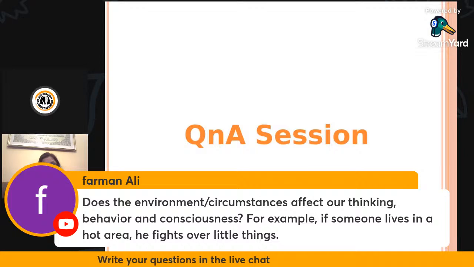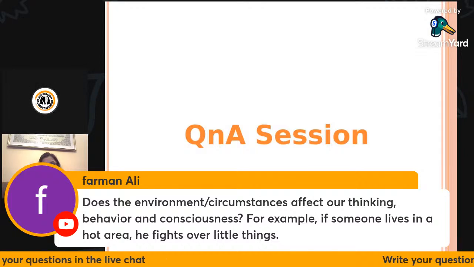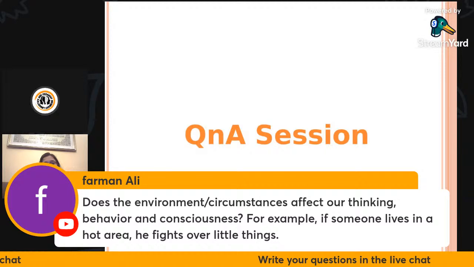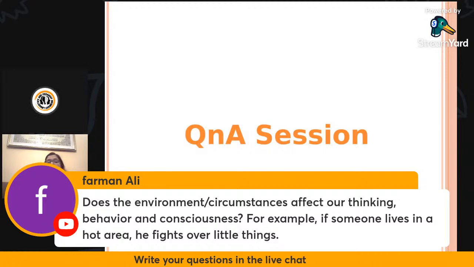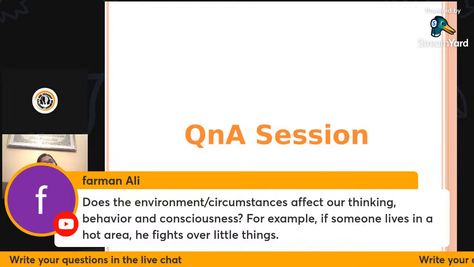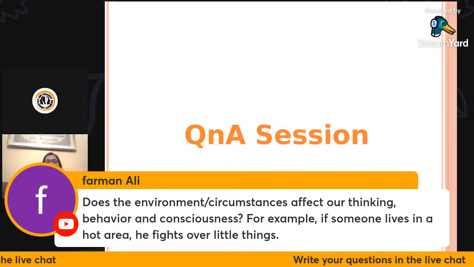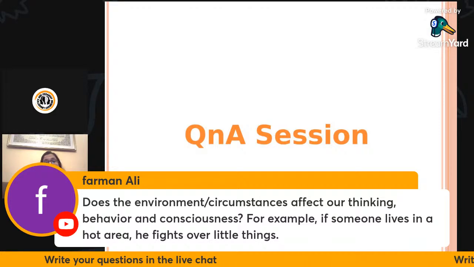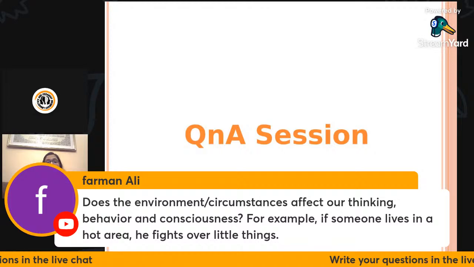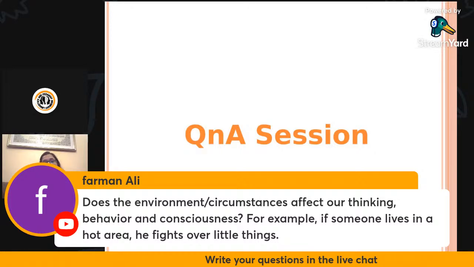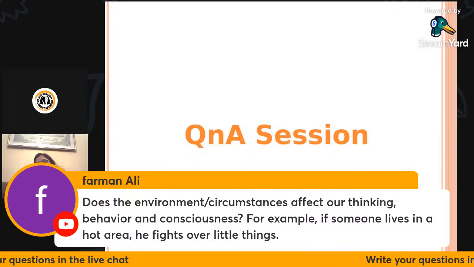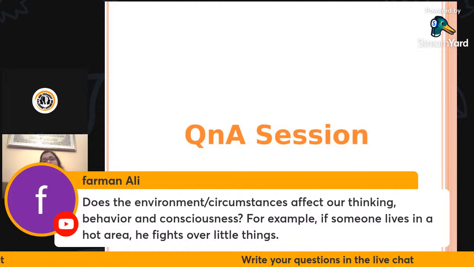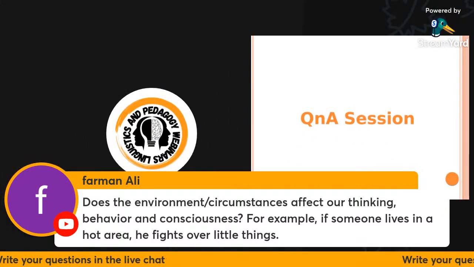And there is another question from Farman Ali. Does the environment or circumstances affect our thinking, behavior, and consciousness? For example, if someone lives in a hot area, he fights over little things. See, very relevant question. Language is not just a transfer of information. Language is an action. Language is a doer of things. So obviously, when we live in different circumstances, it affects our thinking, behavior, and consciousness. As I told you, there are some social consequences when we were discussing the face of people on social media. So similarly, there might be so many contexts.